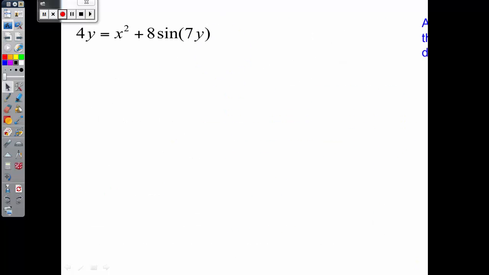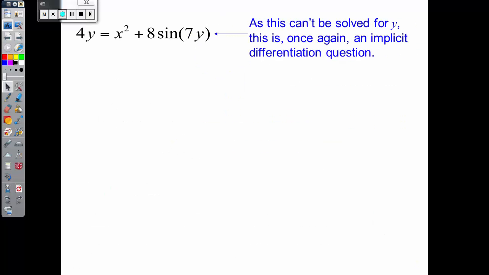Let's try this one. You can't solve it for y, so we are going to take the derivative of everything. The derivative of 4y is 4, but then you have to multiply by y prime, equals 2x plus... Now here we have the chain rule again. 8 times the derivative of sine, which is cosine 7y, times the derivative of 7y, which is 7y prime. Remember, whenever you take the derivative with y, you have to take the derivative of y, which is y prime.